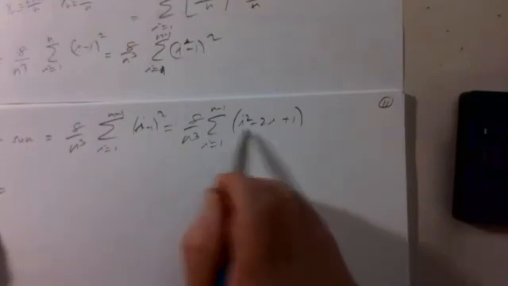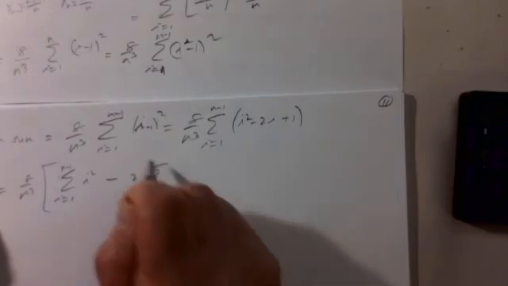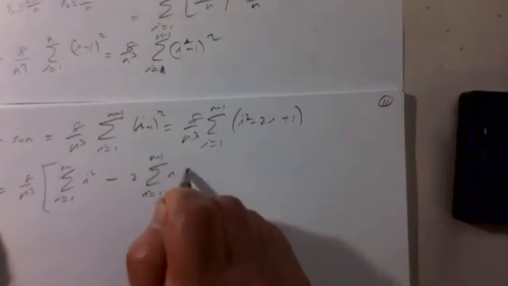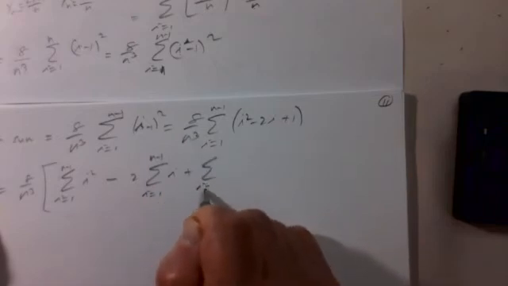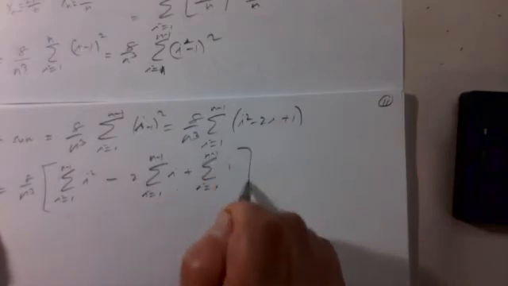So I can write this as 3 sums. This is 8 over n cubed times what? Summation i goes from 1 to n minus 1 of i squared, minus 2 times summation i goes from 1 to n minus 1 of i, plus summation i goes from 1 to n minus 1 of 1.